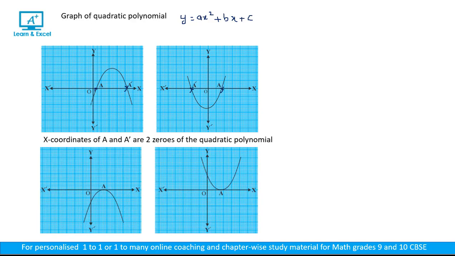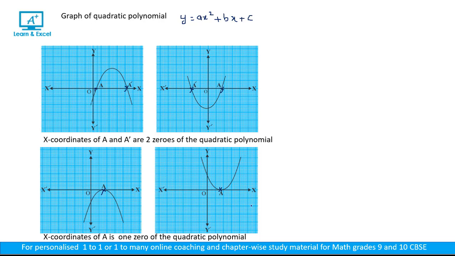Then another case is that the graph will cut the x-axis at only one point, which is A. This happens when the two points A and A dash coincide at one point A. Now in this case also the x coordinate of A is the zero of the polynomial, but this will have only one zero.